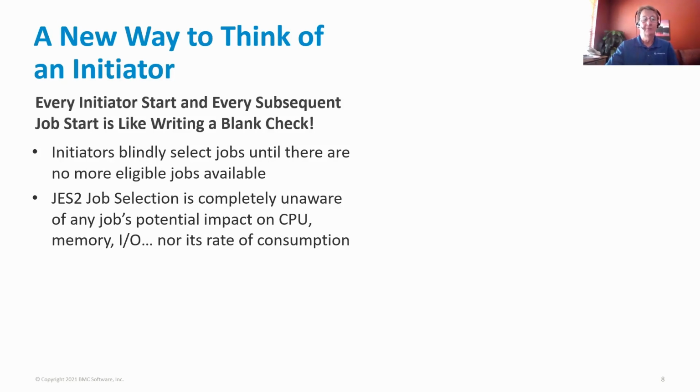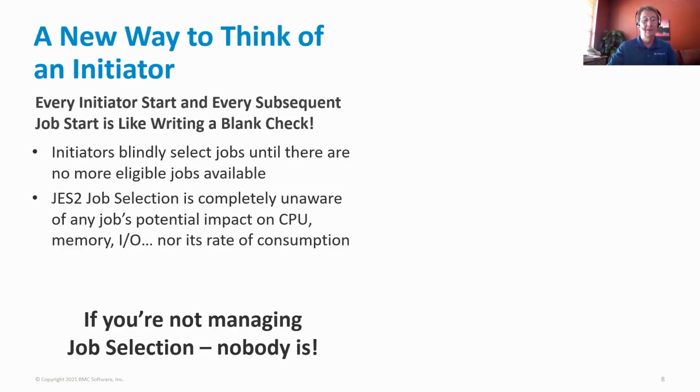Job selection is absolutely unaware of any impact the job might have on CPU, memory, IO, or any consumption rate thereof. Okay, so it's just kind of a dumb thing that grabs jobs and runs them no matter what. And essentially, if you're not managing job selection, nobody is. If you're not managing job selection, it is managing you, because if you're the operator, it's determining just how good a day you're having or not.